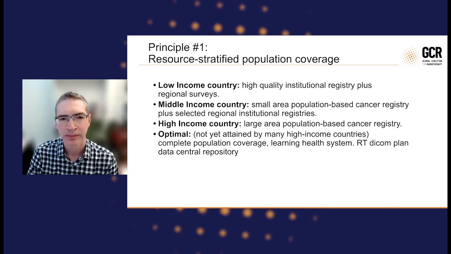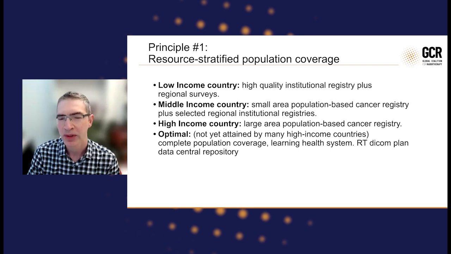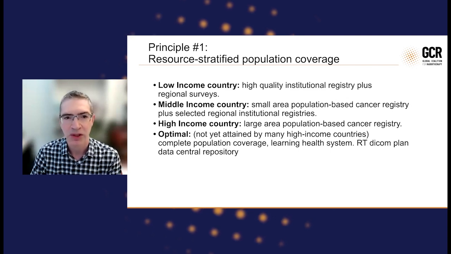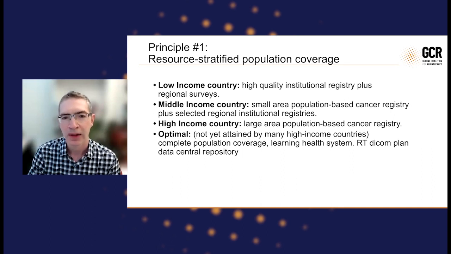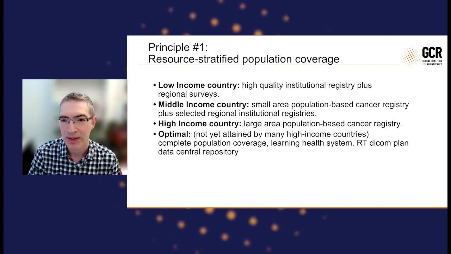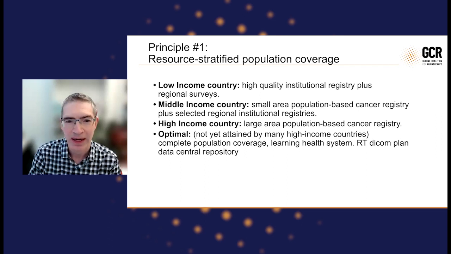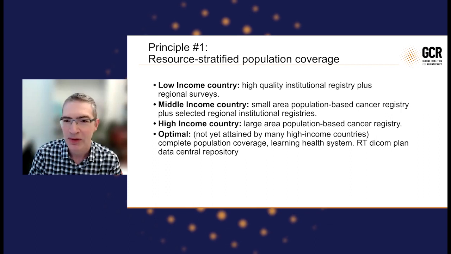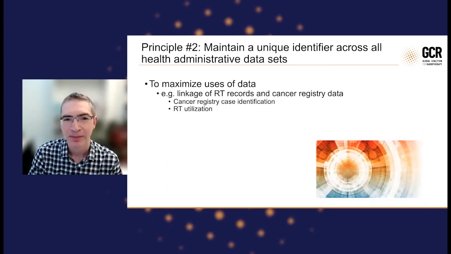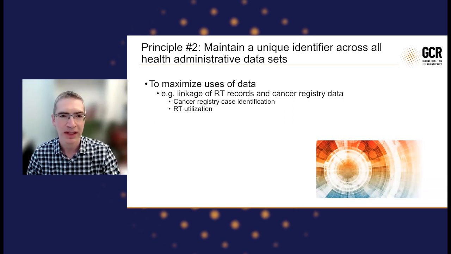Next slide. So number one, we recommend a resource stratified approach to population coverage. So for example, in a low-income country, you could focus on high quality institutional registry data plus regional surveys to fill out the information that's needed to run the program. And that goes all the way up to what we call the optimal level, where there are streams of data that in many high-income countries we don't yet have. For example, an RT DICOM data central repository.